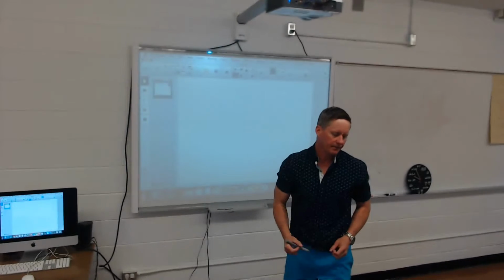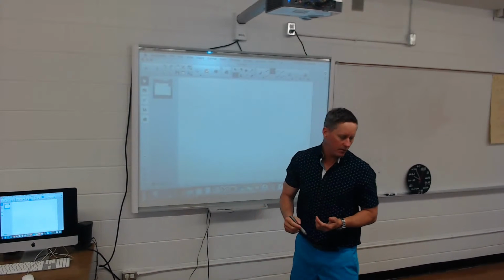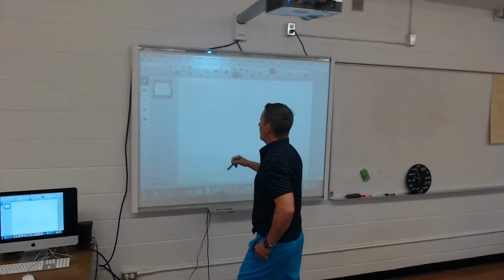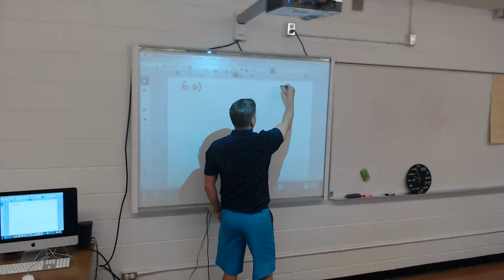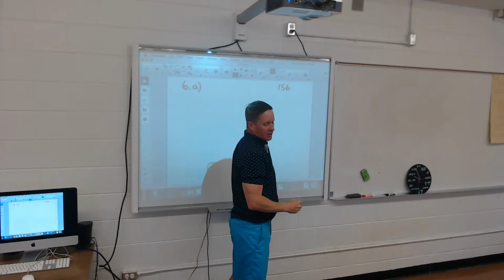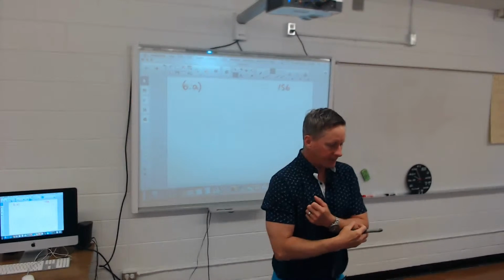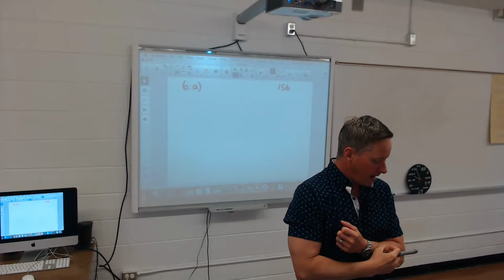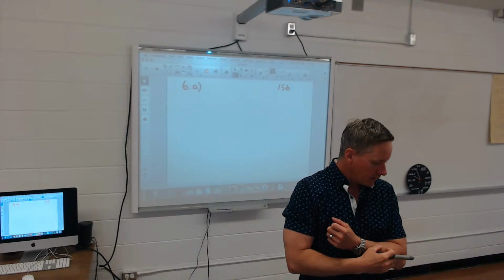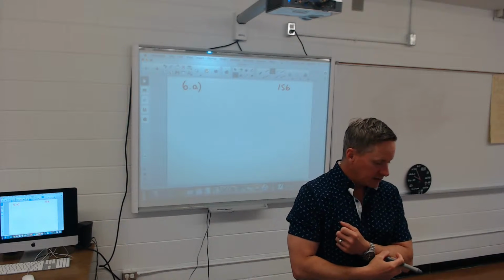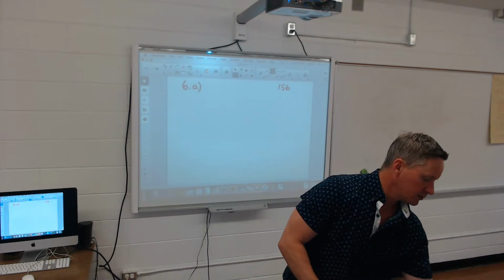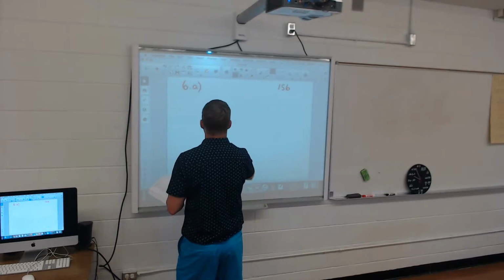Okay. First thing I'm going to do this morning is go through question 6A on page 156. It's given us a graph, and it's asked us to find the general equation of a line perpendicular to the line given to us in the graph. So I'll draw out the graph, the line that's given to us.